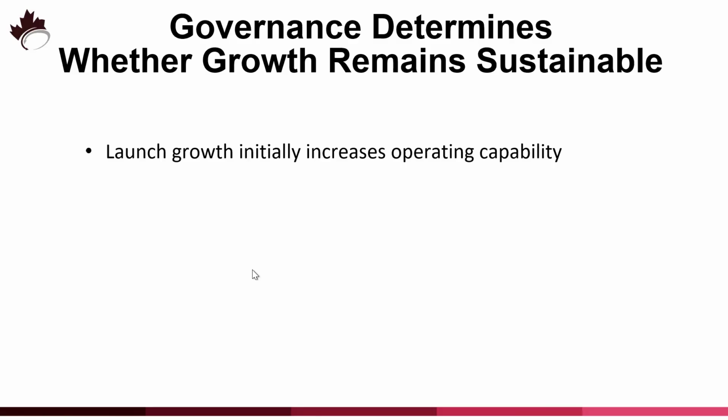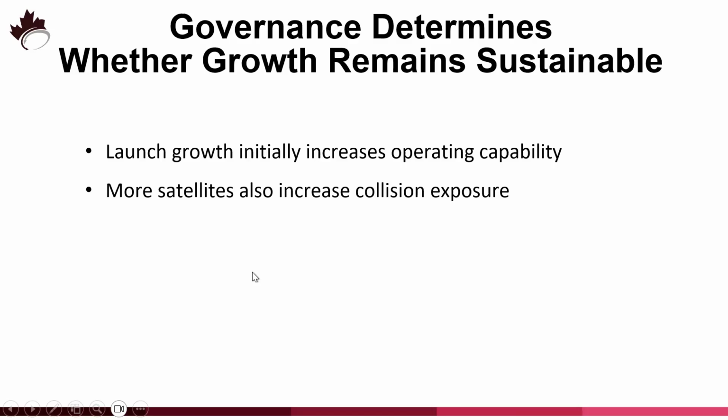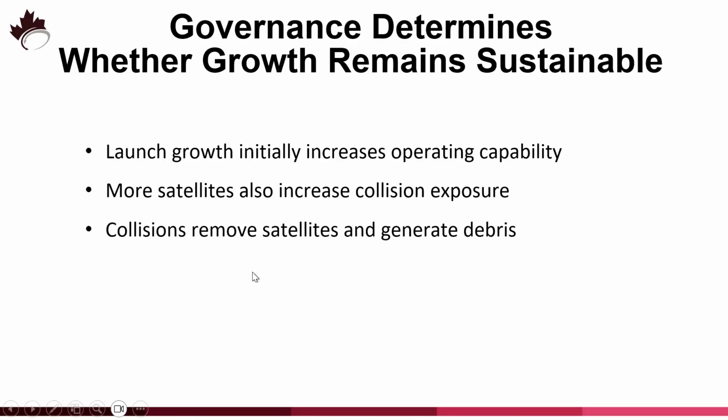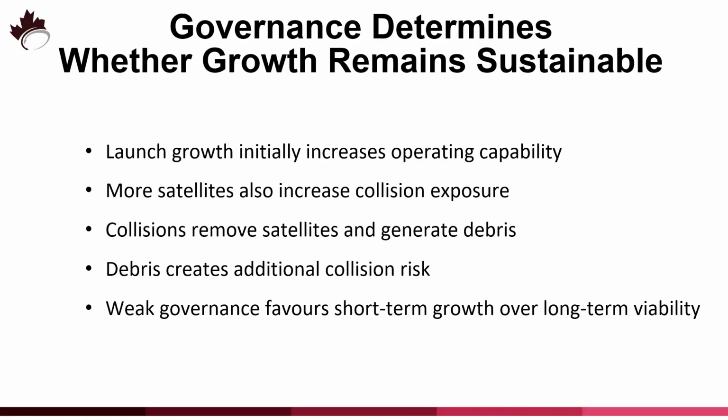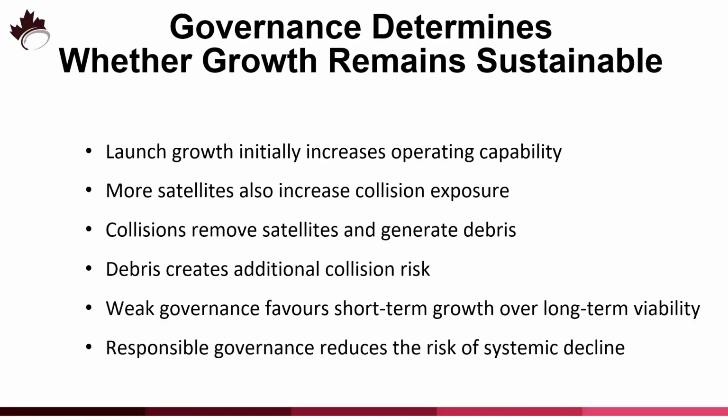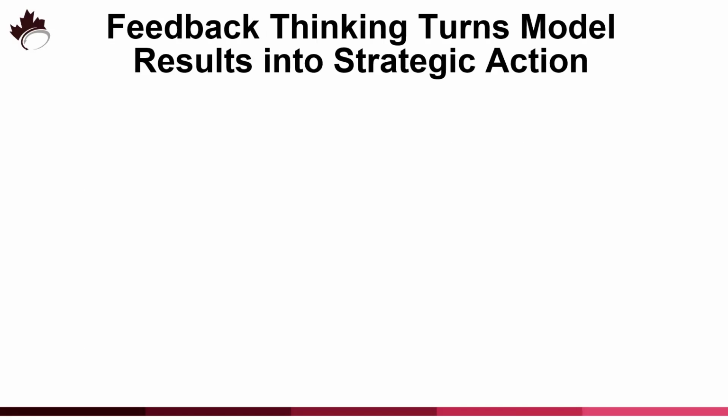Launch growth initially increases operational capability. More satellites also increase satellite collision exposure. Collisions remove satellites and generate debris, and debris creates additional collision risk. Weak governance favors short-term growth over long-term viability, and responsible governance reduces the risk of systemic decline. So feedback thinking turns model results into strategic action.